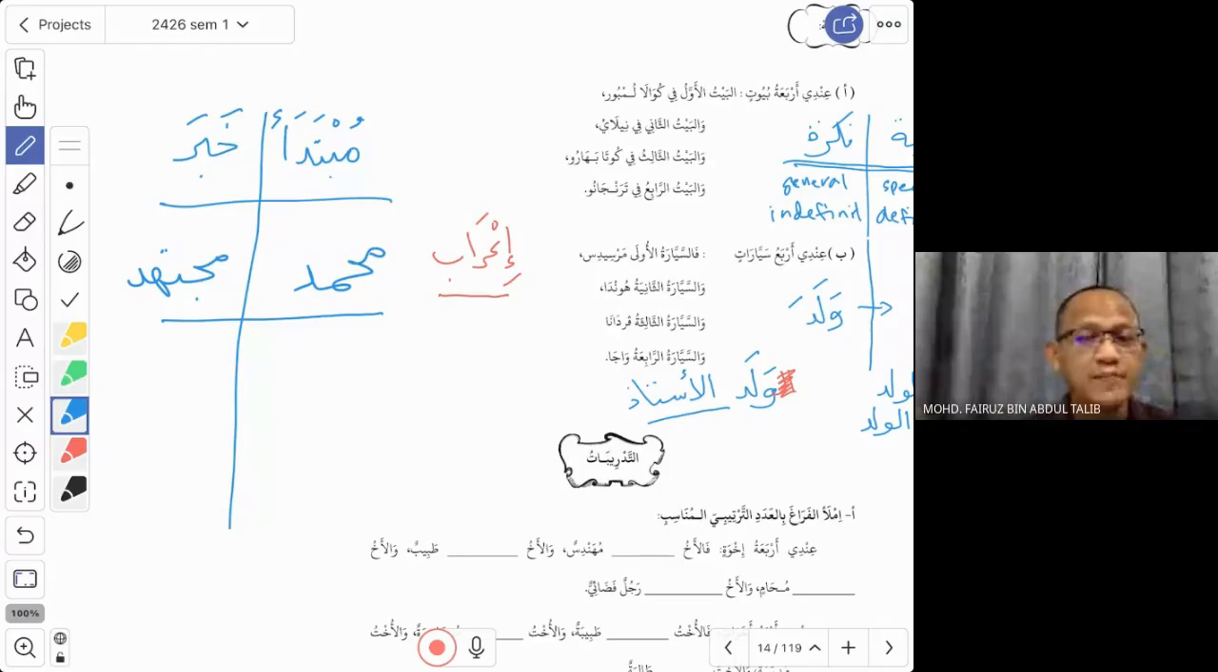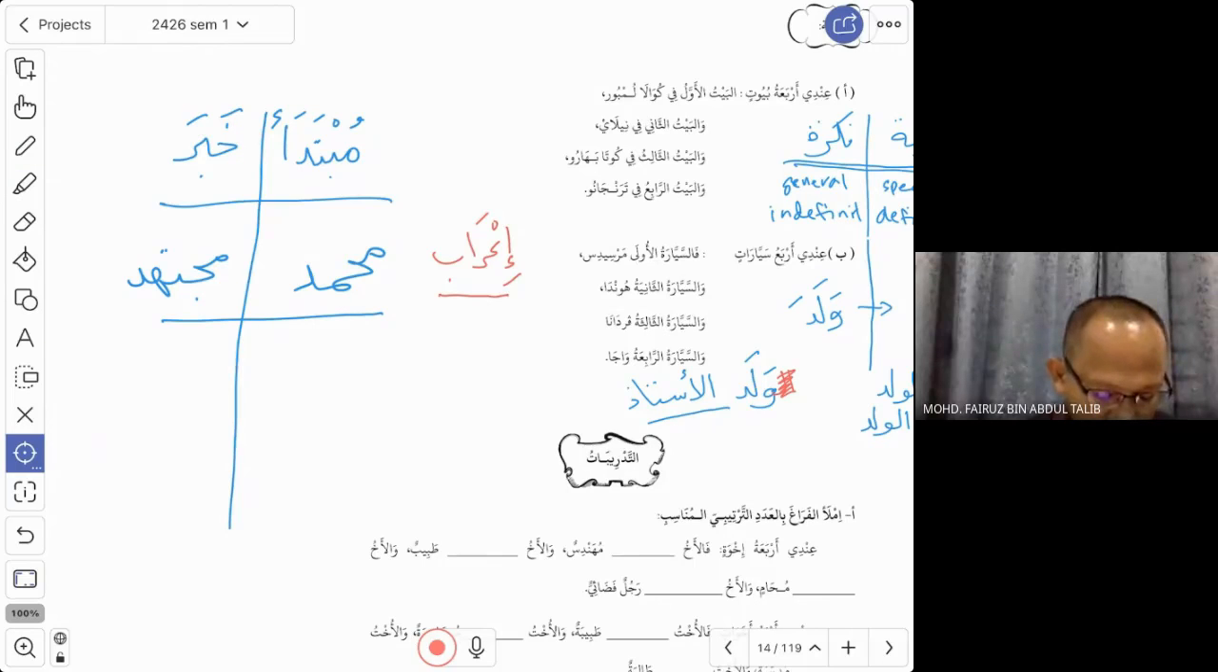Okay, that is just one part of the nahu. You identify which one is mubtada and which one is khabar. But of course, in the nahu topic, you have also learned that the khabar must agree with the mubtada. They must be similar in terms of gender, muzakkar and muannas. So here, mubtada is muzakkar and your khabar, mujtahid, is muzakkar. So the sentence is correct. You don't say Muhammad mujtahidatun. Of course, it is wrong. They must be similar in terms of gender.